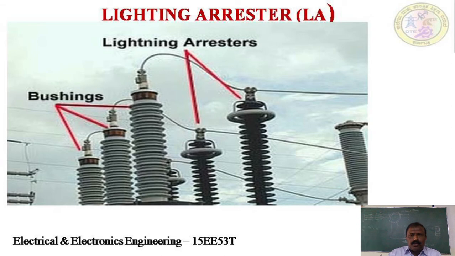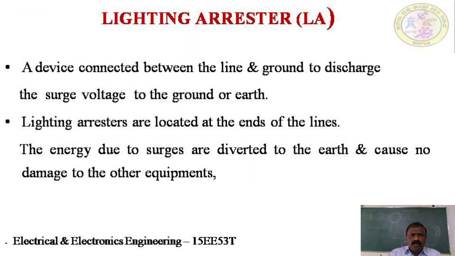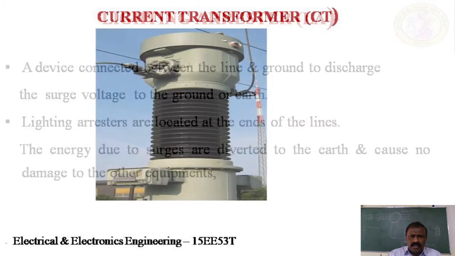This is the pictorial view of lightning arresters. The lightning arrester is a device connected between line and ground to discharge a surge voltage to the ground or earth. This is the function of a lightning arrester. Lightning arresters are located at the ends of lines. The energy due to the surges is diverted to the earth and causes no damage to the associated equipment.